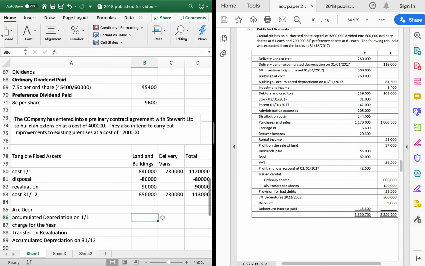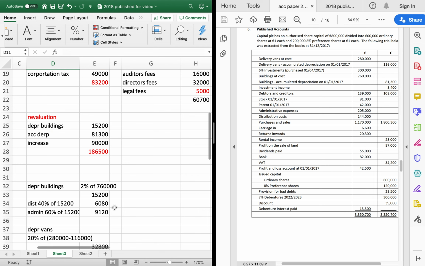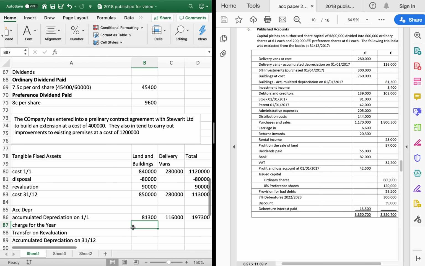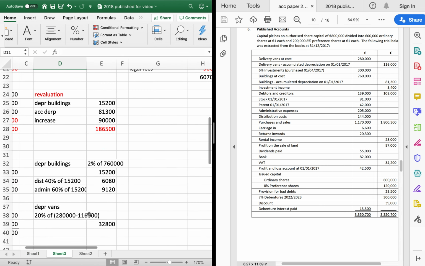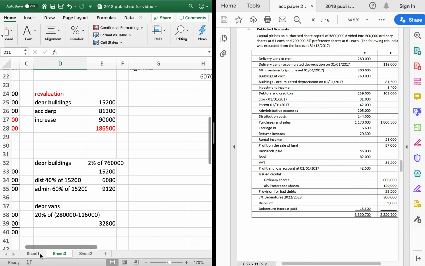So what do we have at the start of the year? For delivery vans, we had 116,000. And for buildings, we had 81.3. What do we charge for the year? Well, they're in the question, they're in our notes. So we charged 15.2 on buildings, and we charged 32.8 on delivery vans.